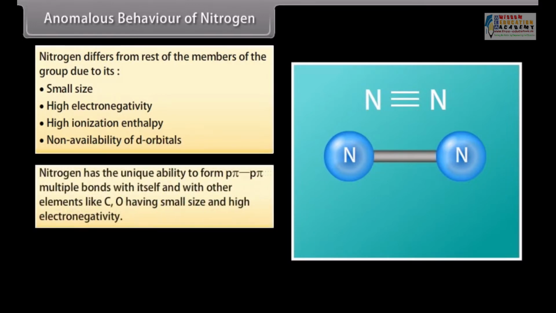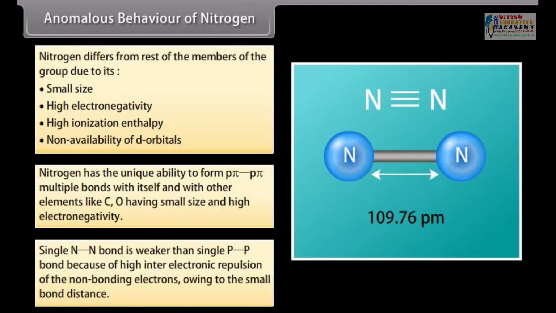Nitrogen has the unique ability to form pπ-pπ multiple bonds with itself and with other elements like carbon and oxygen, having small size and high electronegativity. Thus, nitrogen exists as a diatomic molecule with a triple bond between the 2 atoms, having high bond enthalpy 941.4 kJ per mole. A single nitrogen-nitrogen bond is weaker than a single phosphorus-phosphorus bond because of higher inter-electronic repulsion of the non-bonding electrons owing to the small bond distance.